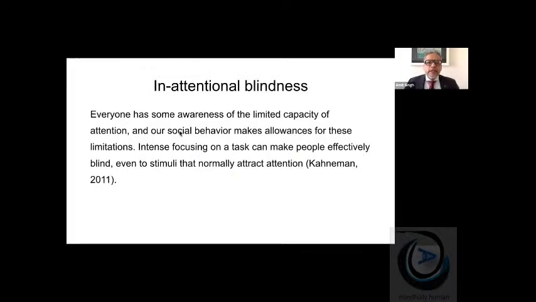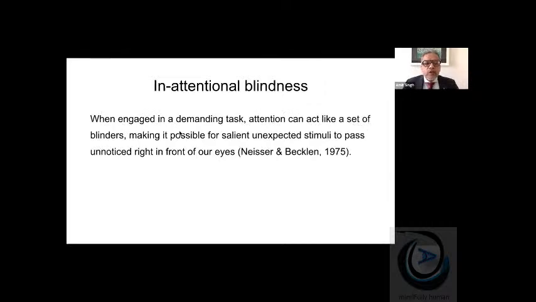So inattentional blindness happens when somebody's focusing too much attention. Everyone has limited cognitive processing capacity. They may have memory, but limited processing capacity. So when it is overloaded, the brain shuts down certain parts of it. So intense focus can even make you blind, even to stimuli that normally attract attention. Another would be when engaged in a demanding task. So an unexpected stimulus can go unnoticed right in front of your eyes. So the keyword is unexpected.